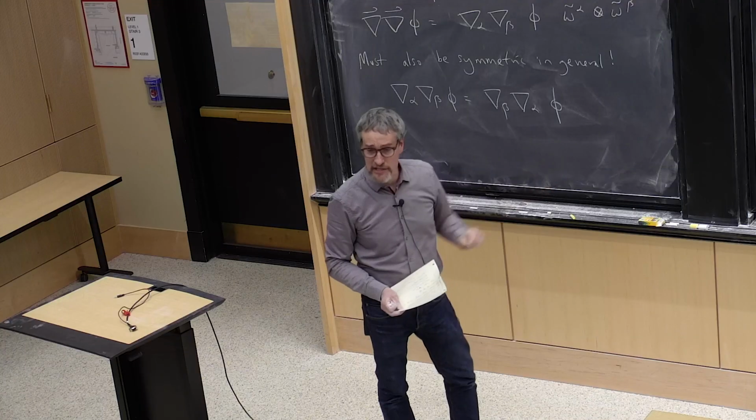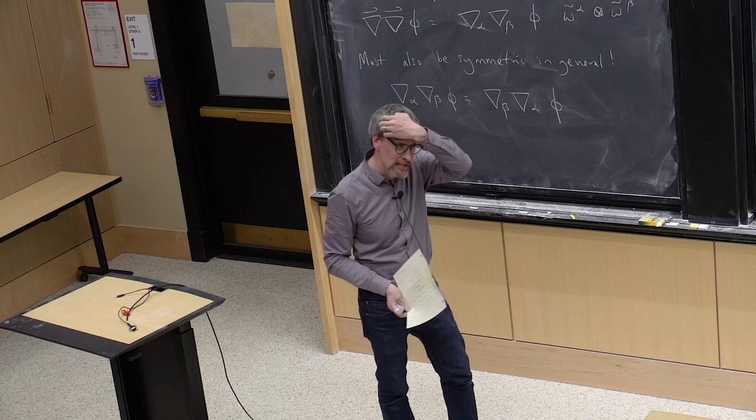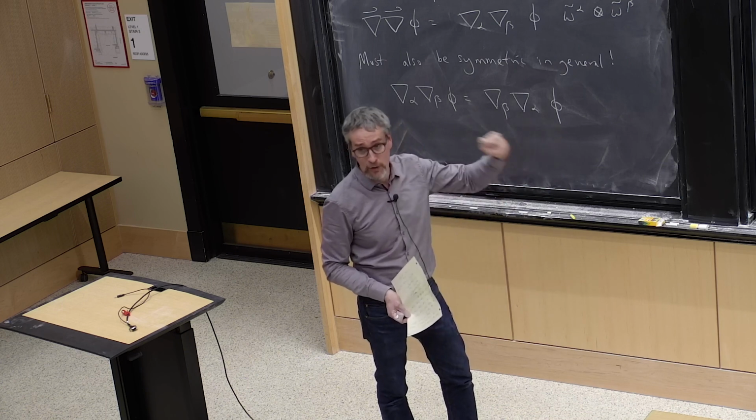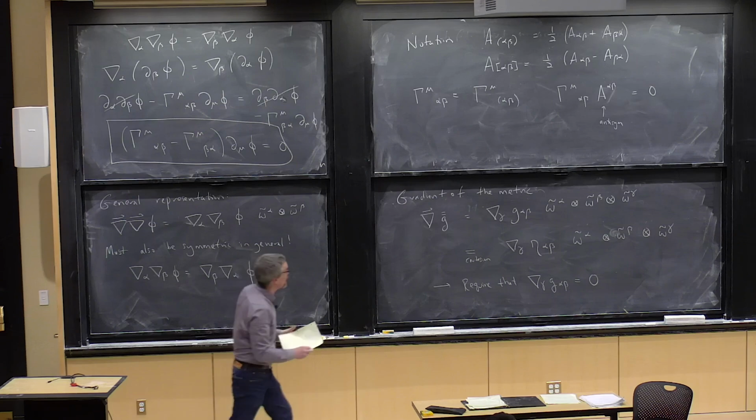We're going to use this, and I think this will be the last detailed calculation I do in today's lecture. We're going to use this to find a way to get the Christoffel symbol from partial derivatives of the metric.